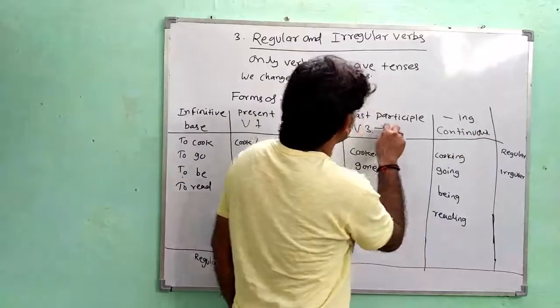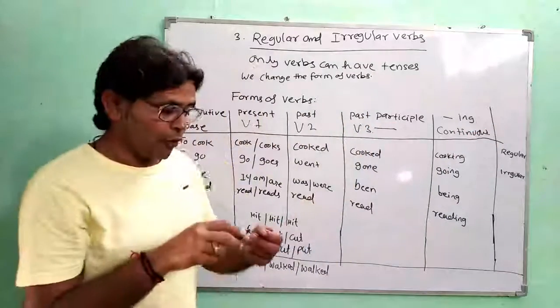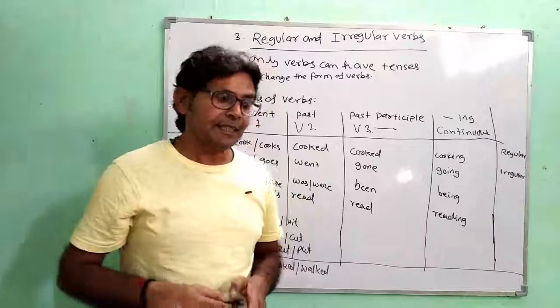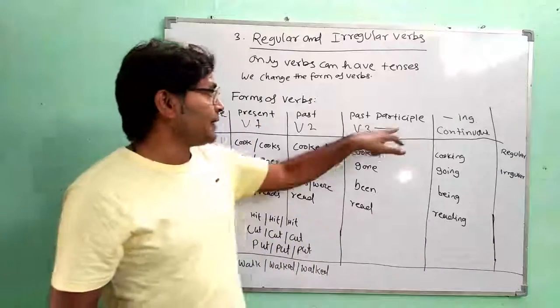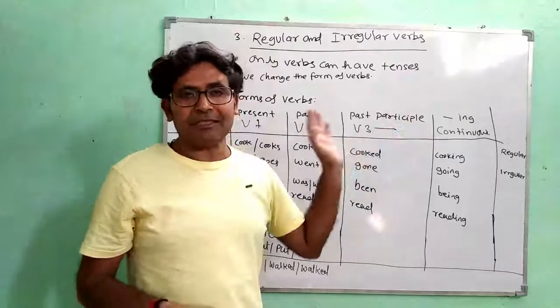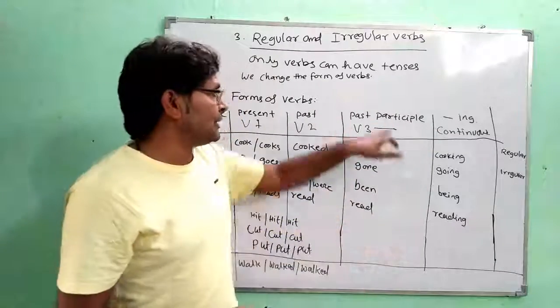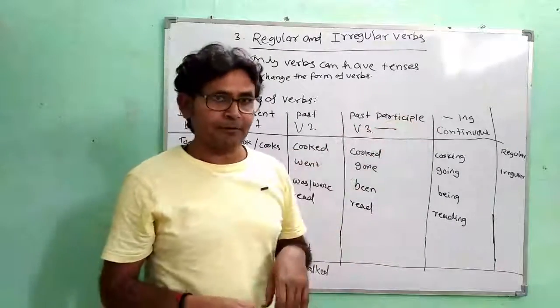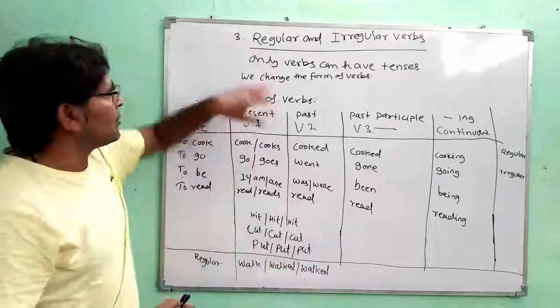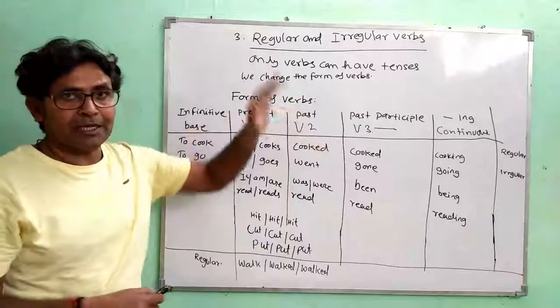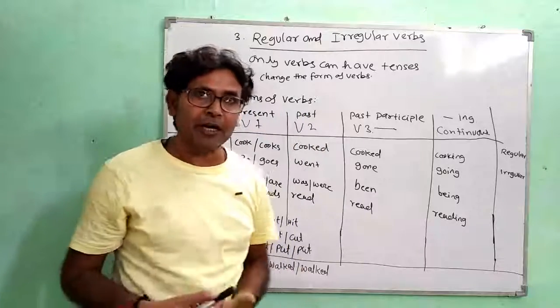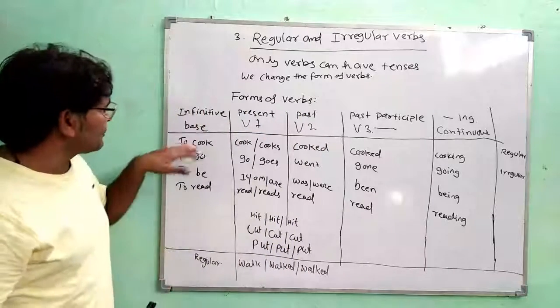But this form, the past participle, we only use with certain tenses, conditional sentences, and in passive voice. When you change a sentence into passive voice, then we use the past participle form. So let's take an example about regular and irregular verbs, like how regular and irregular verbs are different from each other.